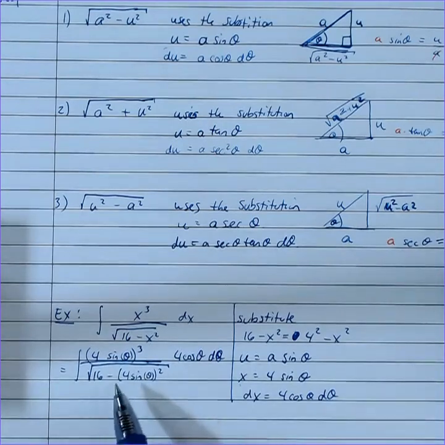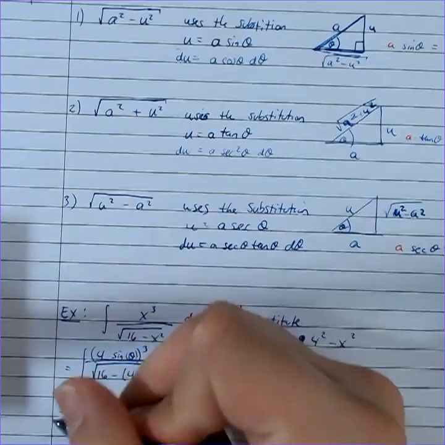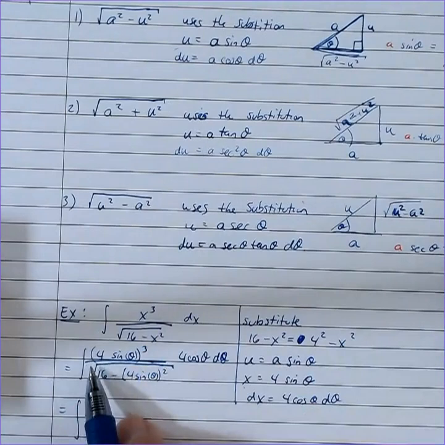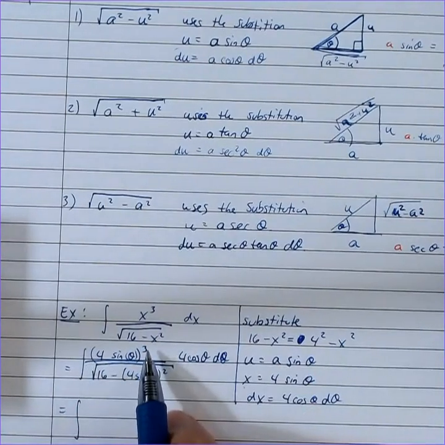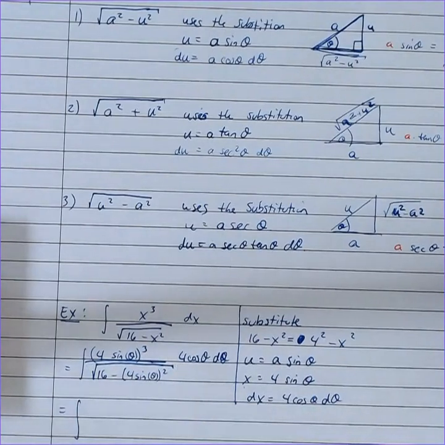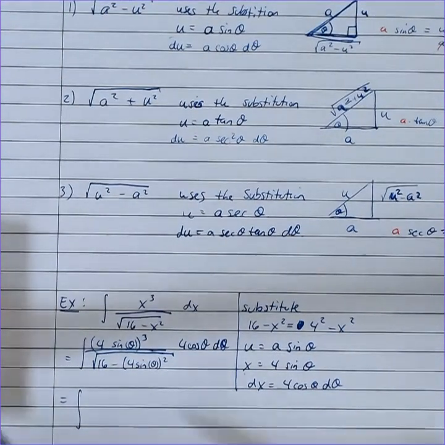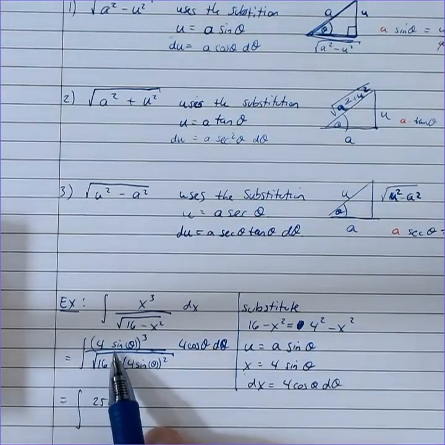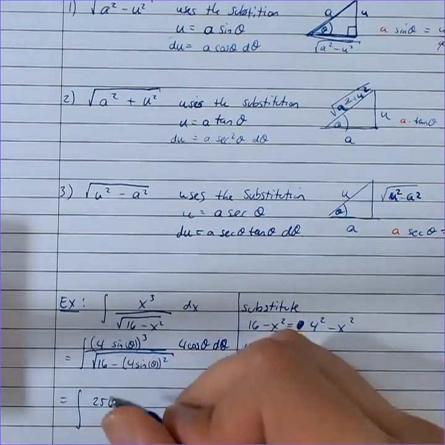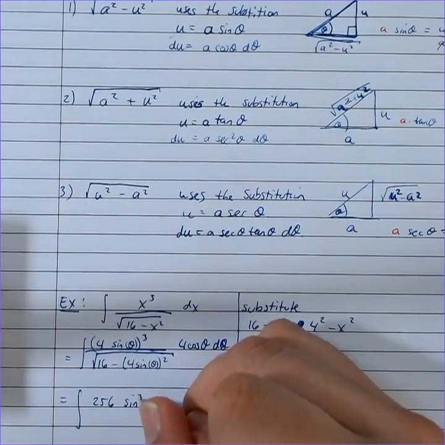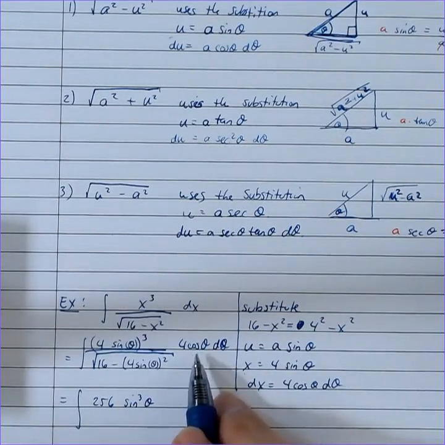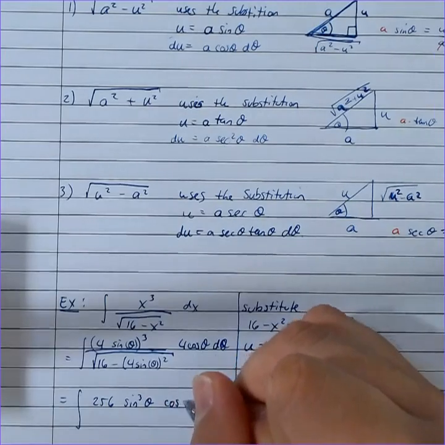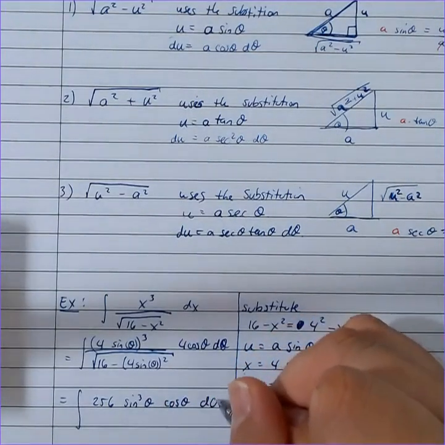Before we start integrating, there's some stuff we can simplify. So let's write this out as, 4 to the third power, that's 64, times another 4, that's 256. So 256. I have sine of theta to the third. Okay, so sine to the third of theta. I have a cosine of theta as well. Okay, cosine of theta, d theta.